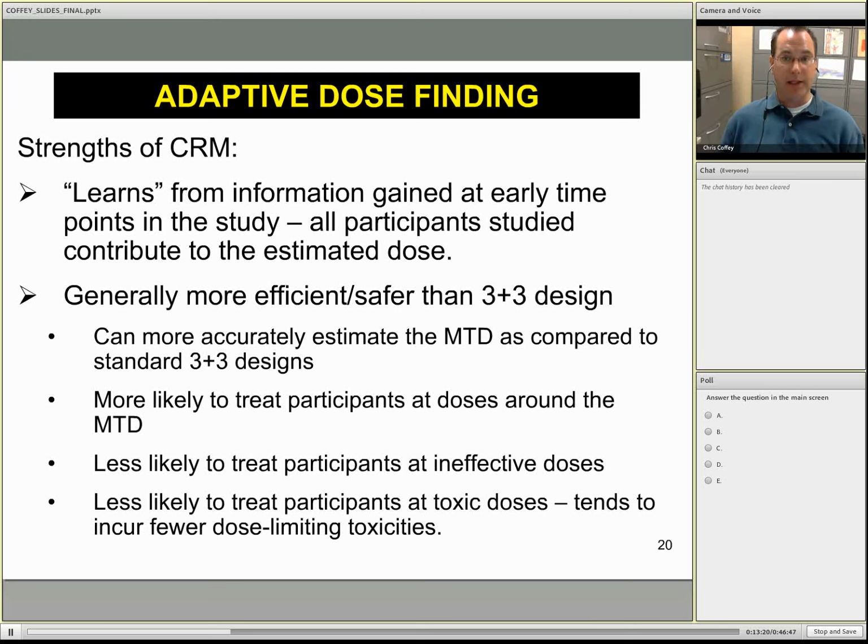You're less likely to treat subjects at doses that are far from the MTD, and you're going to treat more subjects at the MTD or at doses near the MTD, which has advantages. So you're going to get more precise estimates in the area that you're most interested in, which is around the area where the MTD happens. And you're also less likely to treat participants at ineffective doses or at toxic doses. So it achieves kind of several objectives.